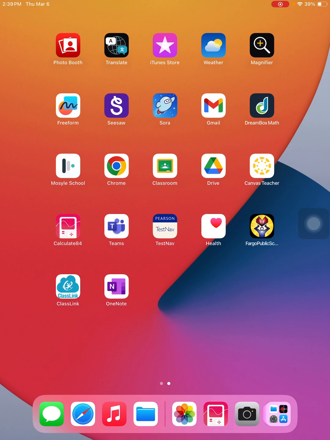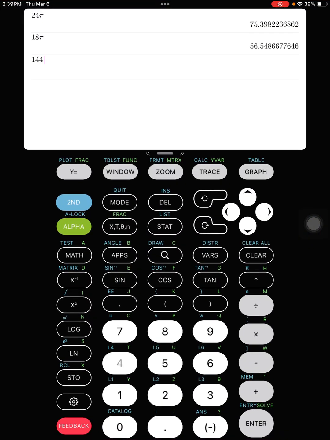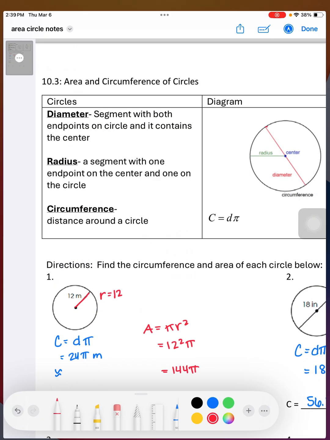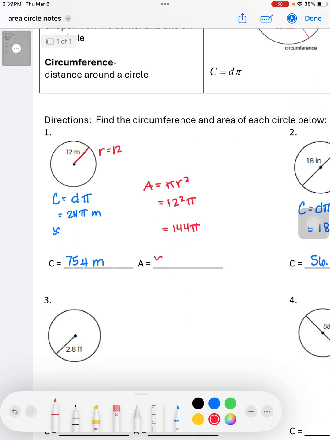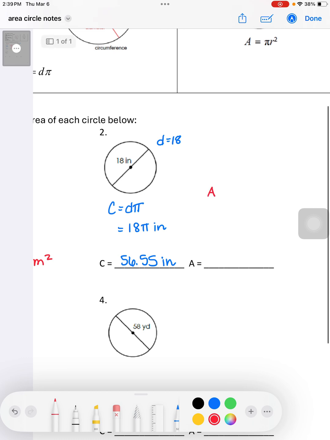On our calculator, rounding it to 2 decimals, I get 452.39. So this is approximately 452.39, and my label now is area, so this is going to be square meters. Looking at number two, again, area equals pi times radius squared. So now we need our radius. So if my diameter is 18, my radius is 9. So I have 9 squared pi for 81 pi.